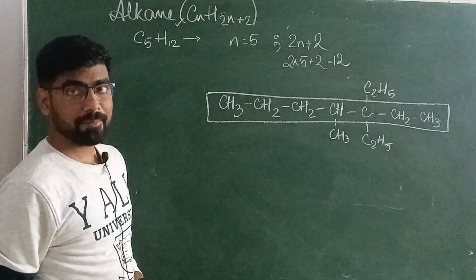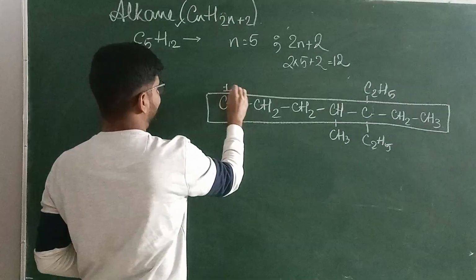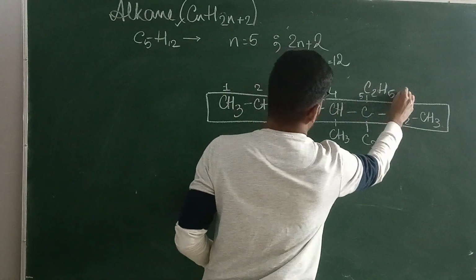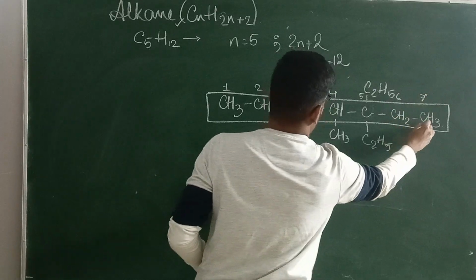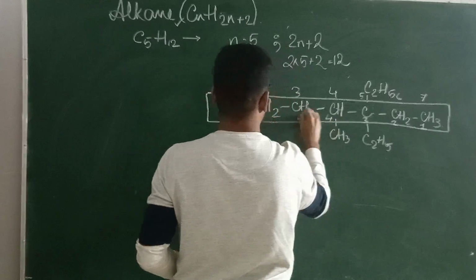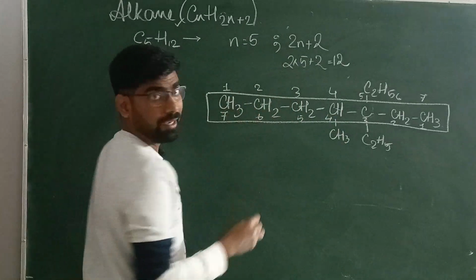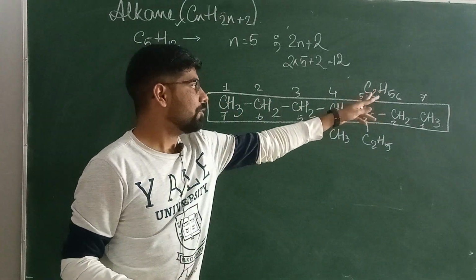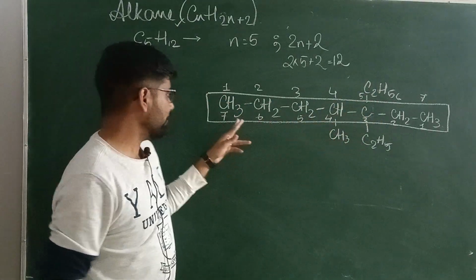And now we will start numbering the carbon chain. From left to right, if I number 1, 2, 3, 4, 5, 6, and 7. Okay. So from left to right we have this one, from right to left we have this one.